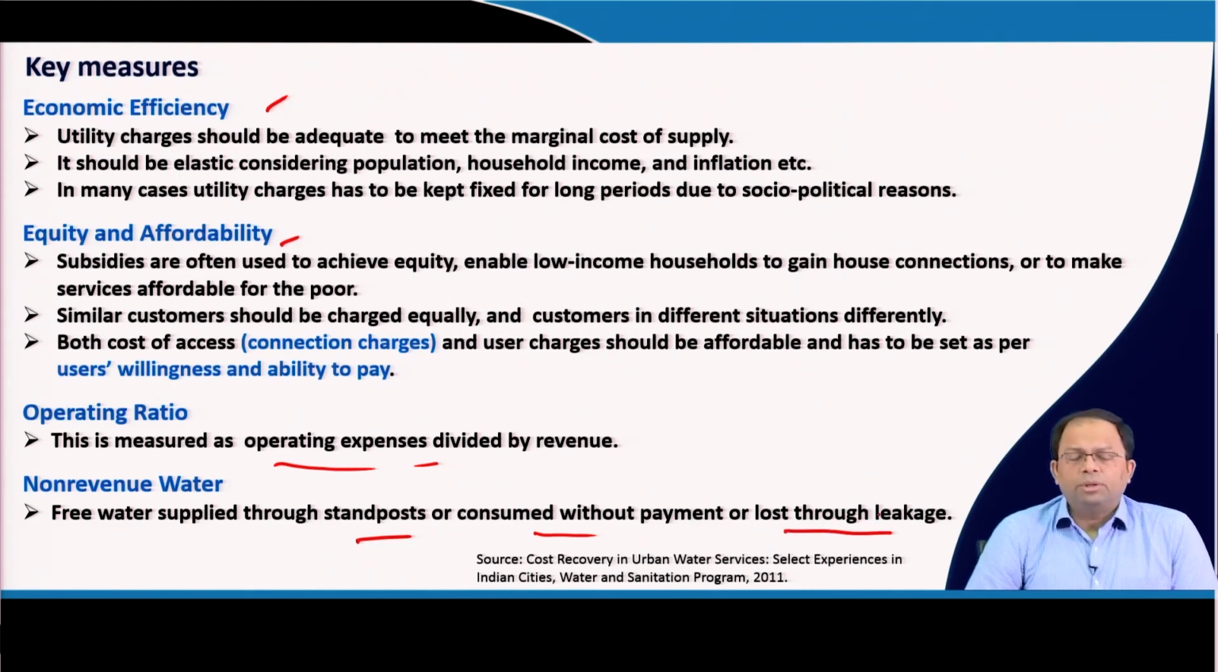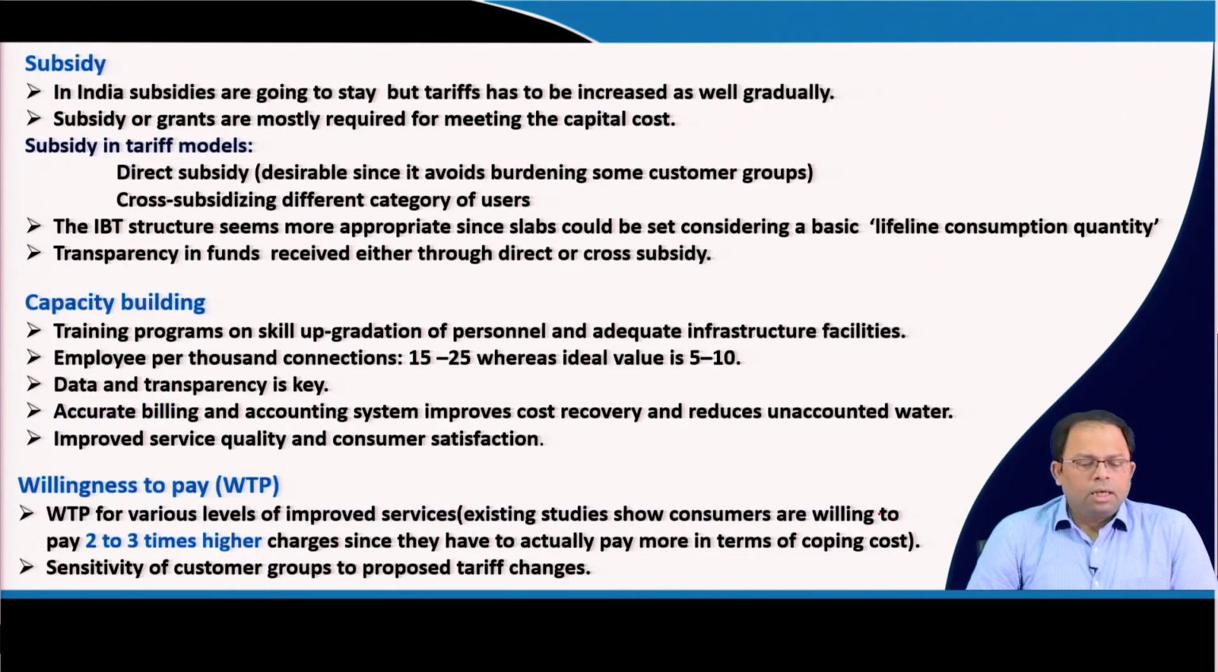So this has to be reduced, and only then can you improve the overall tariff structure, or provide the services at a lower tariff structure. Then subsidy, we already discussed subsidy when we were discussing equity. Like in India, subsidies are going to stay, but tariffs also have to be increased gradually. So it's not only about the subsidy; even though subsidy is going to stay, the tariff still needs to be increased a little bit gradually over time.